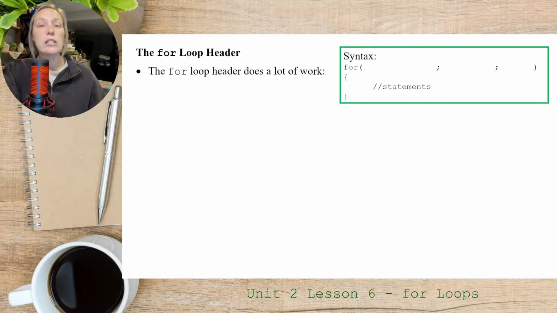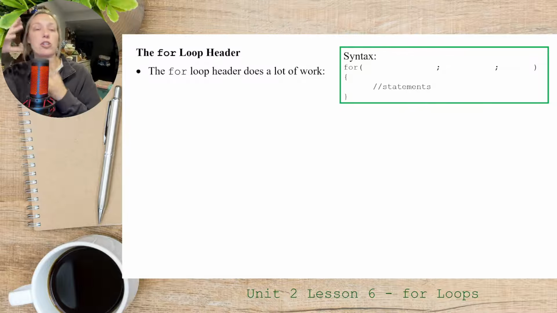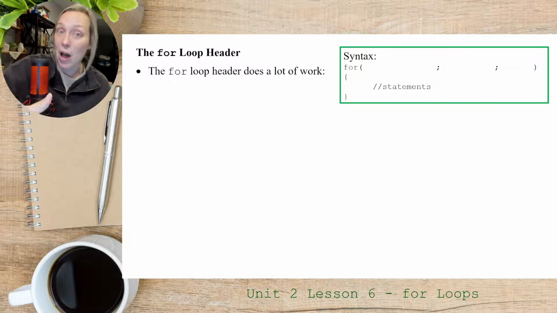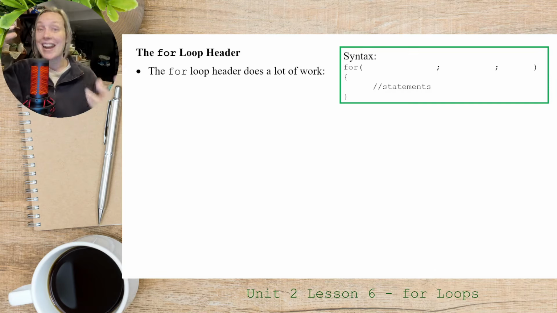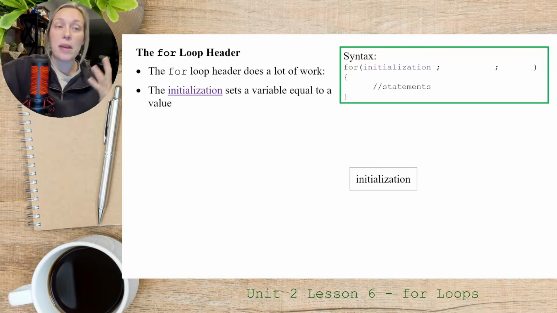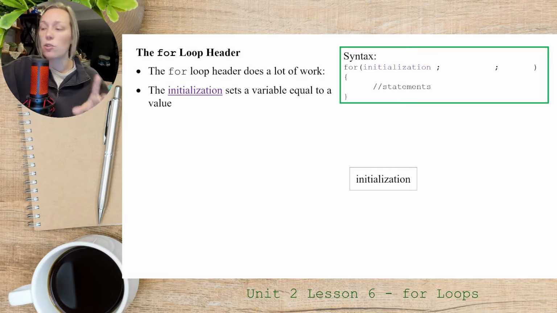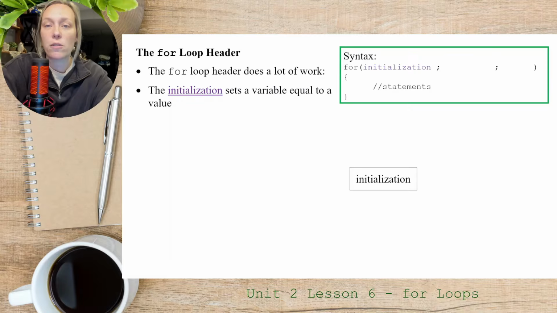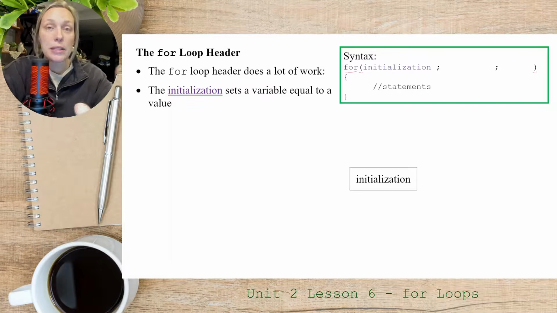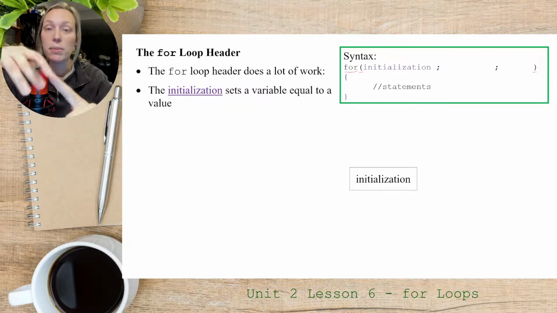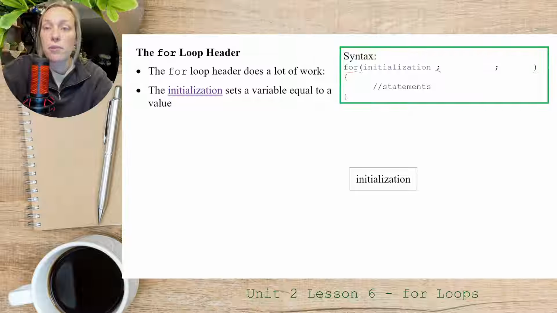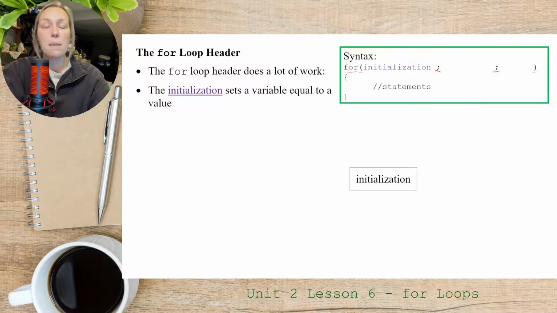All right. So what is the for loop? The for loop header is actually going to do a lot more work for us than the while loop. The while loop header was just a condition, but the for loop header actually has three parts to it. The initialization is going to come first. If you look over here at the syntax, we have our for and then parentheses. Inside the parentheses, with a while loop it was just a condition, but with the for loop, we're actually going to have three parts that are separated by a semicolon. Okay, so the three parts.